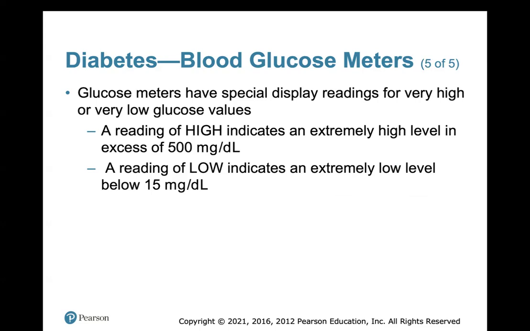Most glucose meters also have extreme level readings. So a reading of high in most glucose meters means a reading of over 500. A reading of low in most glucose meters means a reading of below 15.